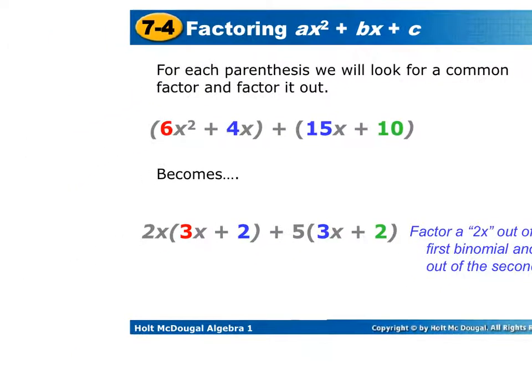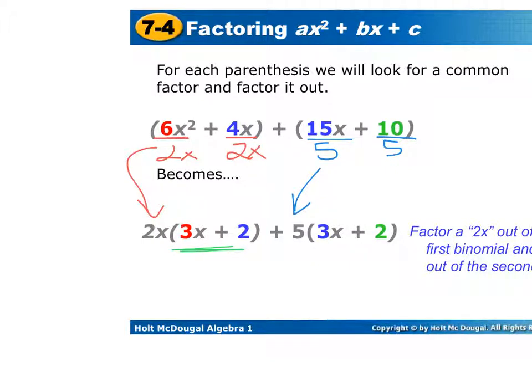Now the greatest common factor for this first group is actually 2x, and the greatest common factor for this group is 5. And that's what they've written here. And then for this one, they wrote it over here. What ends up in the parentheses is the result of dividing by the GCF. So 6x squared divided by 2x gave you the 3x, and then 4x divided by 2x gives you 2.